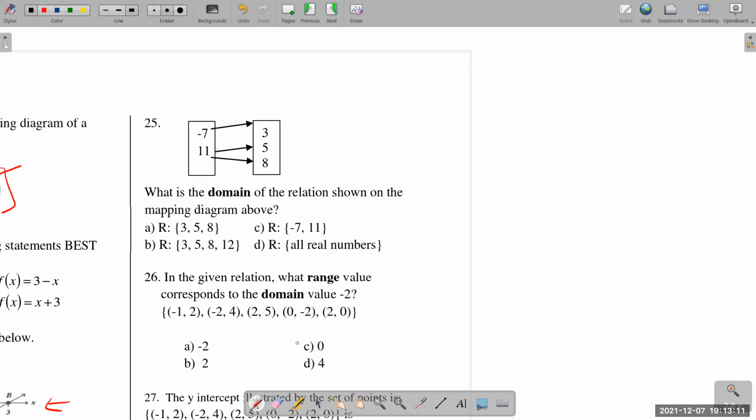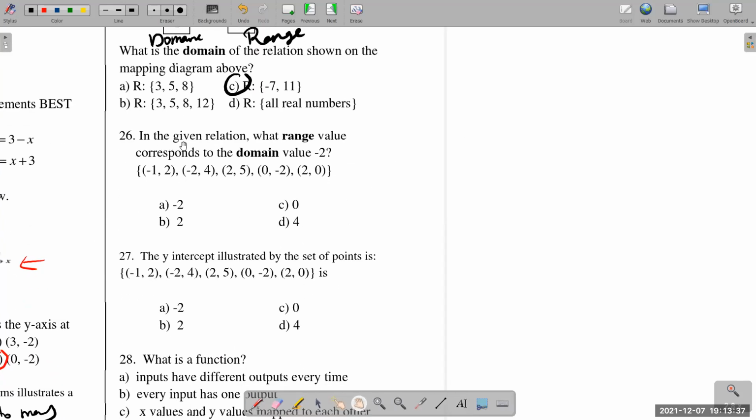The domain. Remember, the domain is always the X. The range is the Y. This is the domain. This is the range. Which two numbers are the only numbers in the domain? Only these two numbers here. So the answer is C. Everybody see that? Almost there.